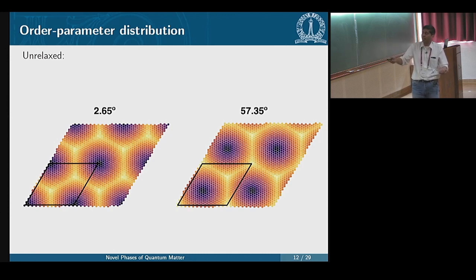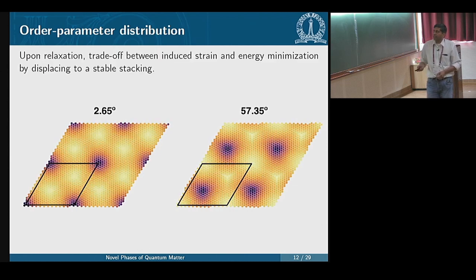So near 0, it looks like this, and near 60, it looks like this. The scale here, I should have put the scale. The light is, I think, 1.8, and the dark is 0, right? Because those are the stackings that I have. Okay. So now if I relax the system, what I find is that the order parameter is changing everywhere.